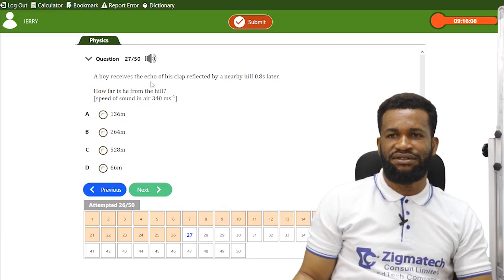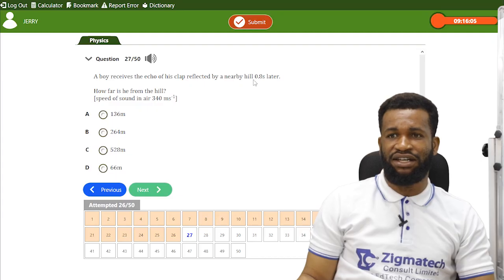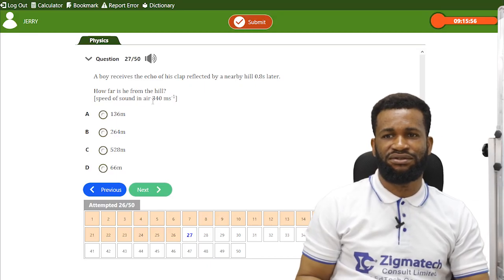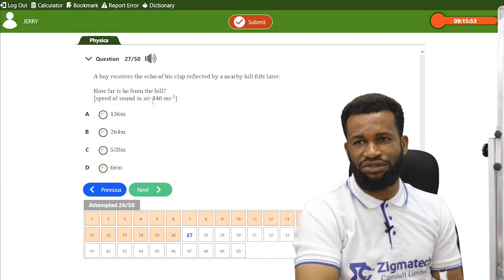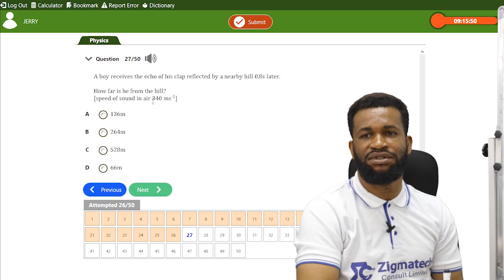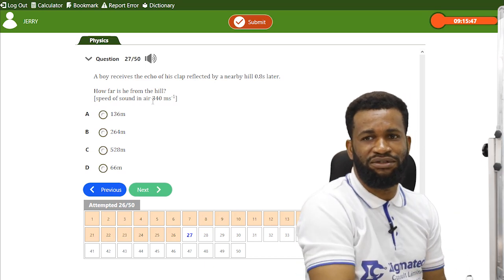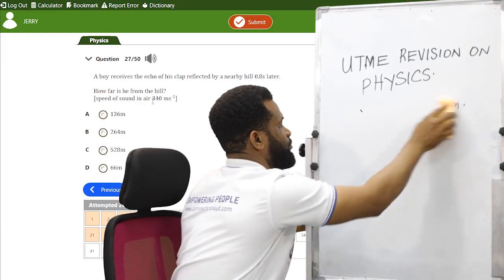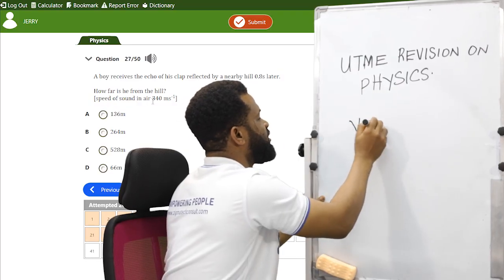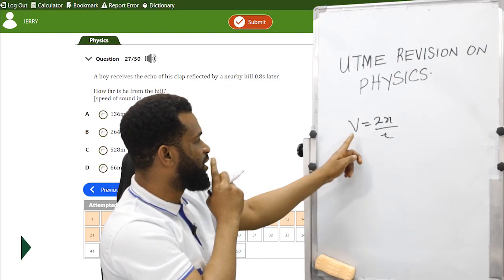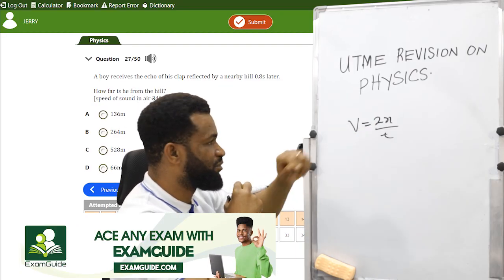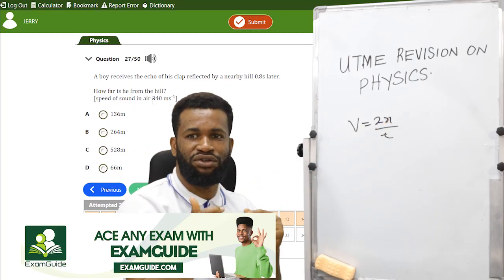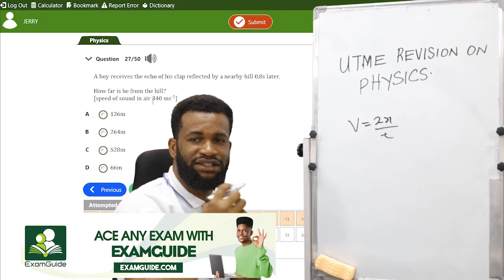A boy receives the echo of his clap reflected by a nearby hill 0.8 seconds later. How far is he from the hill? Speed of sound in air is 340 meters per second. When we talk about echo, echo is a reflection of sound, whose speed is 2 times the distance of the source of sound divided by time. V is equal to 2x over time. This is the formula for calculating the speed of sound in terms of echo, where x is the distance between the source of sound and the reflecting surface.